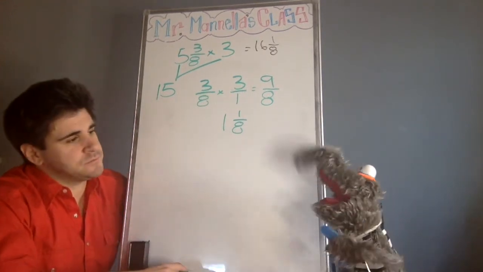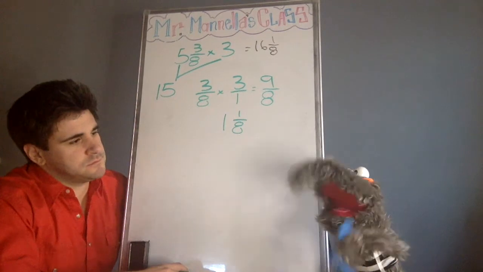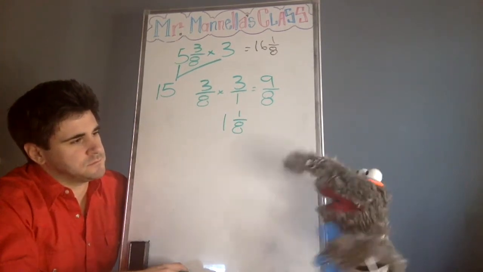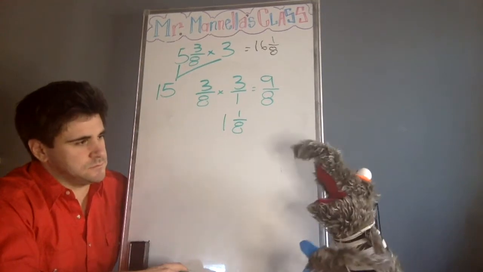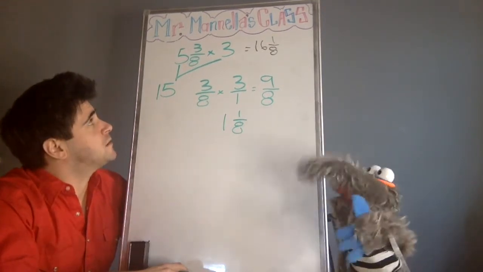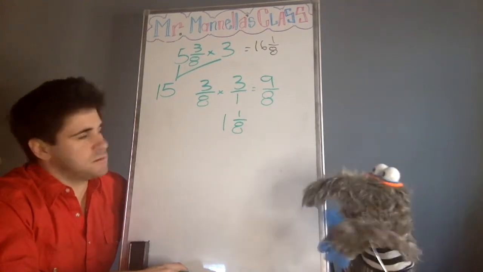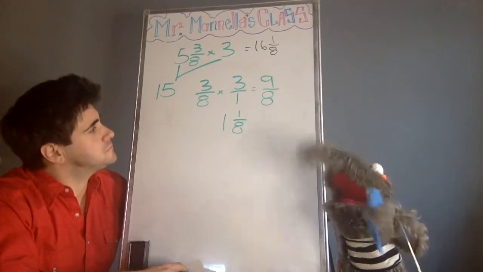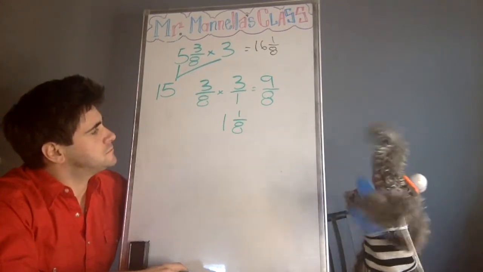Kind of like before when we multiplied things by 10 and 4 instead of 14. We broke the 14 into 10 and 4. And in here, we just broke the 5 and 3/8 into 5 and then 3/8. We multiplied each part by 3 and added it together. And oh my gosh, we got the same answer.